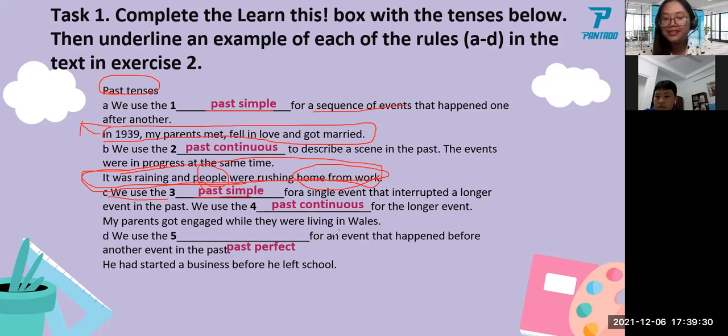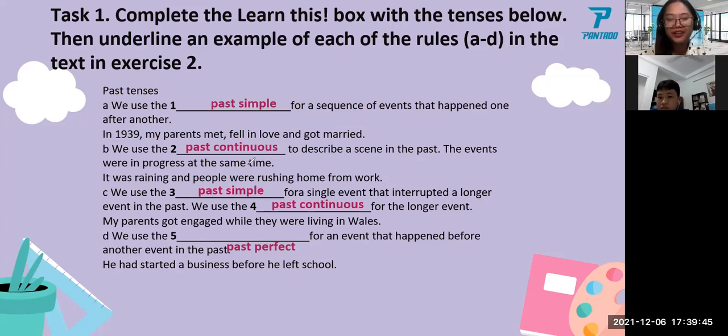Now, past simple. When do we use past simple? We use past simple for a single event that interrupts a longer event in the past. Okay, thank you. Now, when do we use past continuous? We use the past continuous for the longer event. It's for longer events. That means long. Okay, for example.